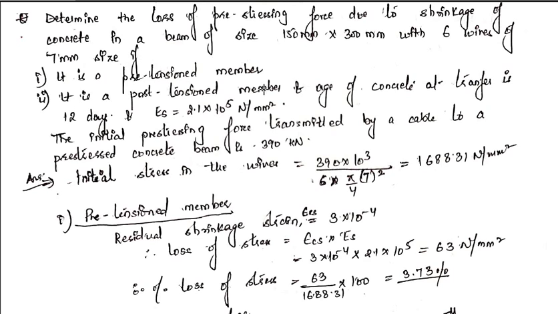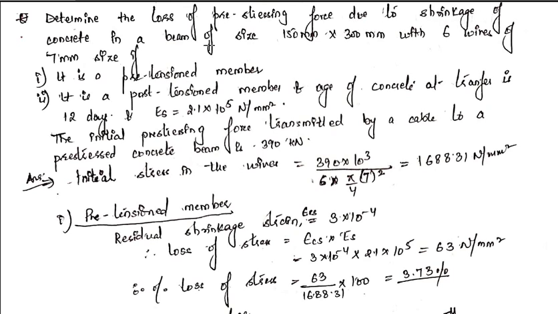We have to consider two cases, if it is a pre-tension member and if it is a post-tension member, and for the post-tension member it is also given that the age of concrete at the transfer of pre-stress is 12 days and Es is equal to 2.1 into 10 to the power 5 Newton per mm square. Es is the modulus of elasticity of steel. It is also given that the initial pre-stressing force transmitted by a cable to a pre-stressed concrete beam is 390 kilonewton. So now we have to find out the loss of pre-stress due to shrinkage only.